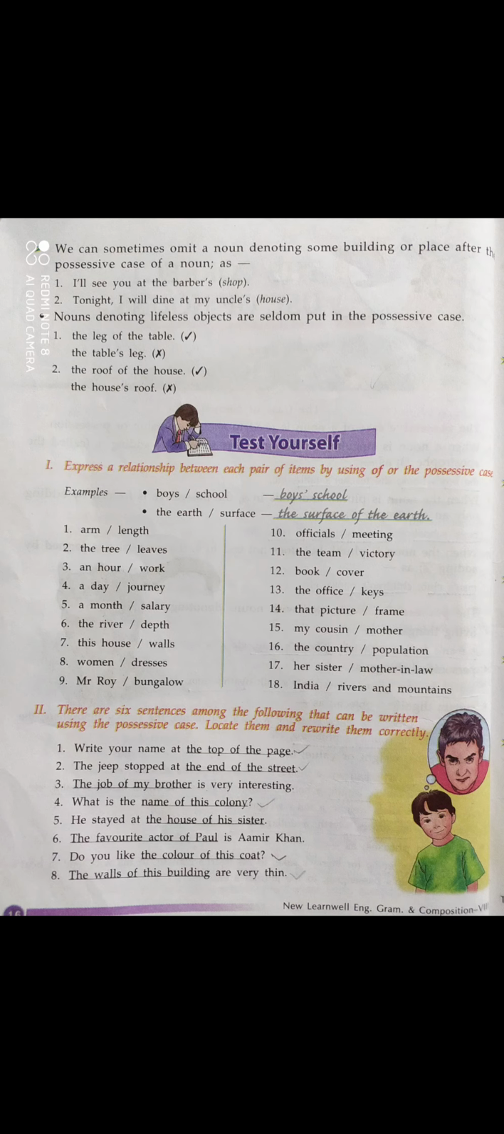Just like this, the favorite actor of Parul is Amir Khan. Here Parul is a living person, so with a living person we can use the possessive case. So the sixth sentence is also wrong. It's better to say Parul's favorite actor is Amir Khan. That is right, correct. Now the rest of the sentences you have to correct yourself.